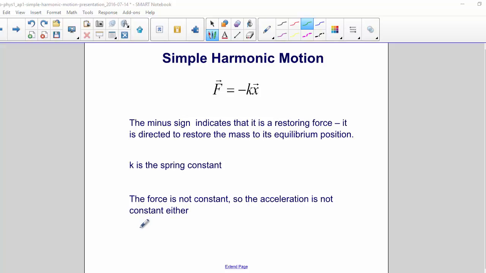The minus sign indicates that it is a restoring force. It is directed to restore the mass to its equilibrium position. k is the spring constant. The force is not constant, so the acceleration is not constant either.